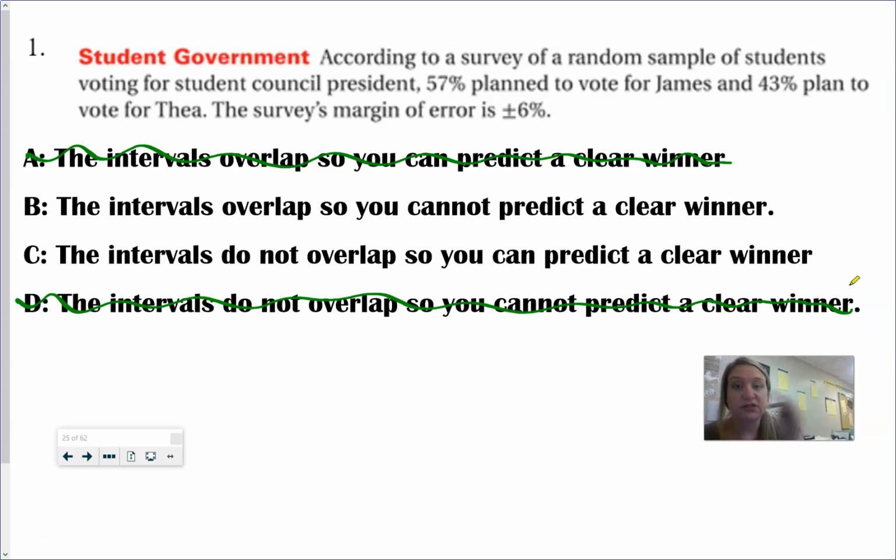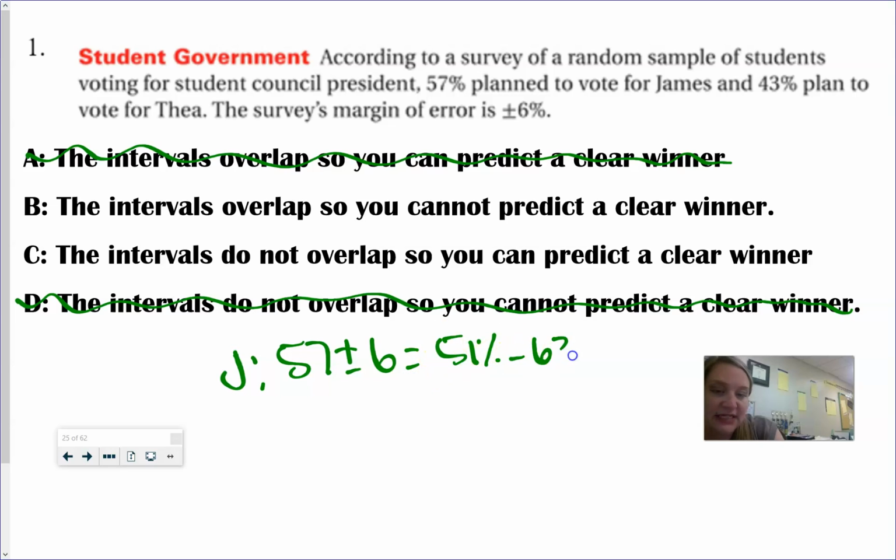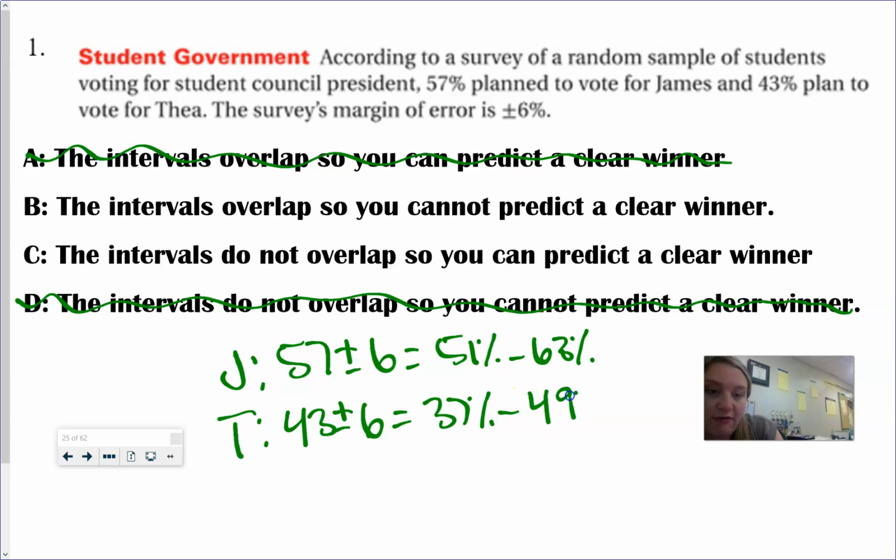All right, so now let's do our math. Here we go. James is going to be 57 plus and minus 6, right? So James's interval is between 51% and 63%. And then we have Thea. She is 43 plus and minus 6. That's going to give me an interval of 37% to a maximum of 49%.